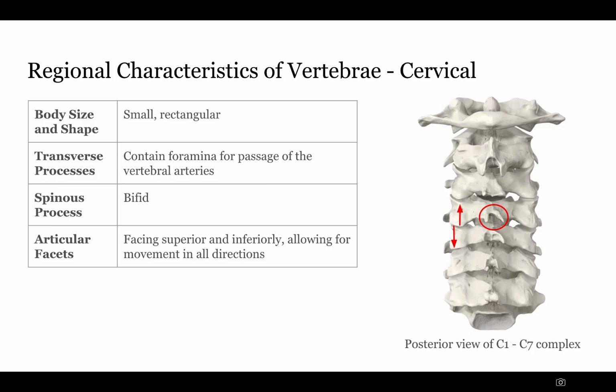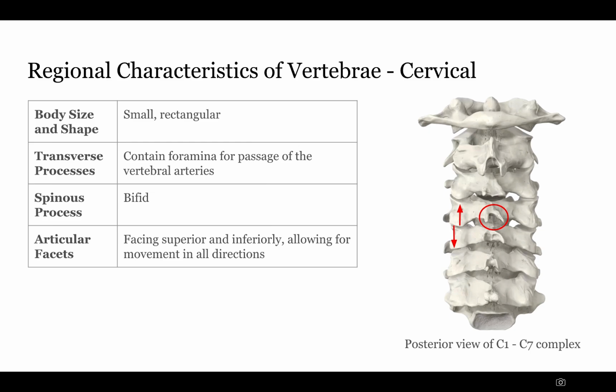We'll take a look at some of the different characteristics of the cervical, thoracic, and lumbar regions. Starting off with cervical, the cervical vertebrae are small with rectangular bodies, and their transverse processes contain a hole called the transverse foramen. The transverse foramen allows for the passage of the vertebral arteries, which travel to the brain. The spinous processes are bifid, which means that they split into two tips, which you can see in the image on the right in the red circle.